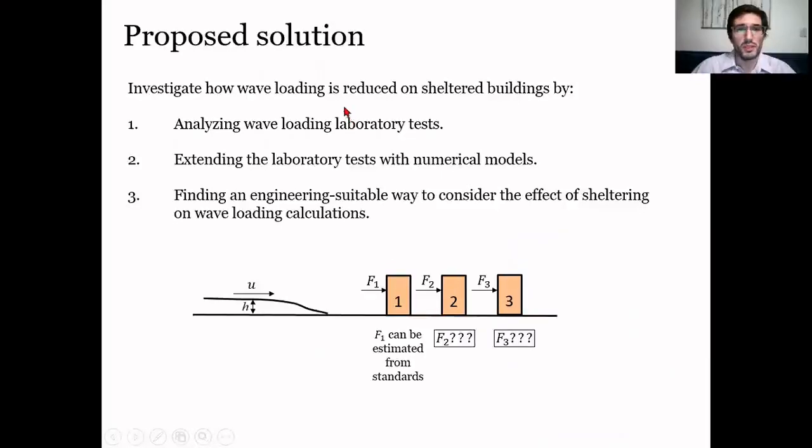What we propose is to investigate how wave loading is reduced on these sheltered buildings by analyzing wave loading laboratory tests, extending the laboratory tests with numerical models, and finding some way to consider the effect of sheltering on wave loading calculations. The load on building number 1, which is unobstructed, can be estimated from standards, but the loads on building number 2 and building number 3 are influenced by the presence of building number 1, and we want to account for that.